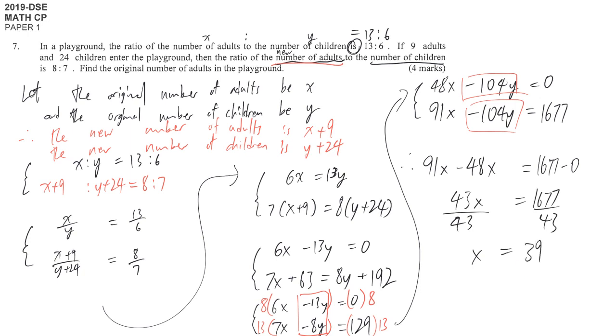Because we are talking about the number of adults, if you find that the number of adults is a decimal number, that means you are wrong. Then you better check carefully and redo the whole question. And then don't forget to answer the question clearly. So the original number of adults is 39.